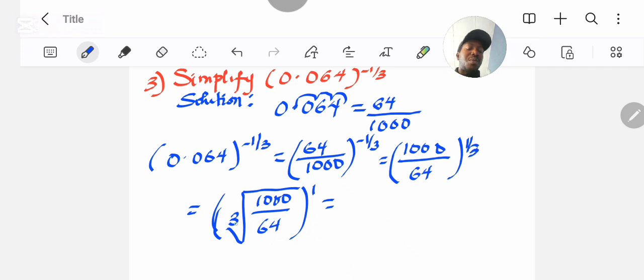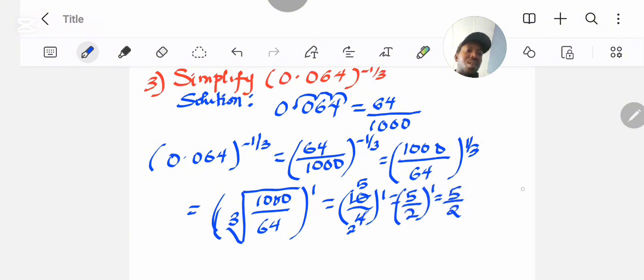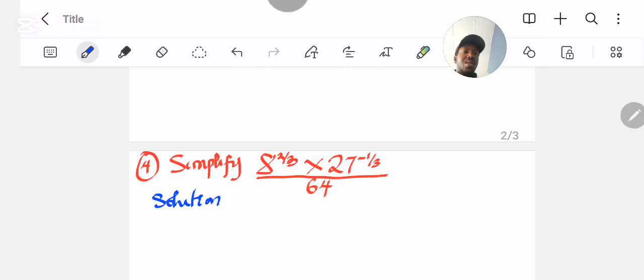Now, what number are we going to multiply 3 times? That's the meaning of cube root, to get 1000. That's 10. What number are we going to multiply 3 times to get 64? That's 4 raised to power 1. So 2 can go in this. 2 in 10 is 5. 2 in 4 is 2. So we have 5 over 2 raised to power 1, which gives us 5 over 2. So that's the answer.